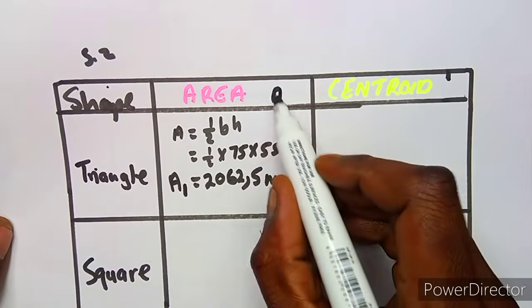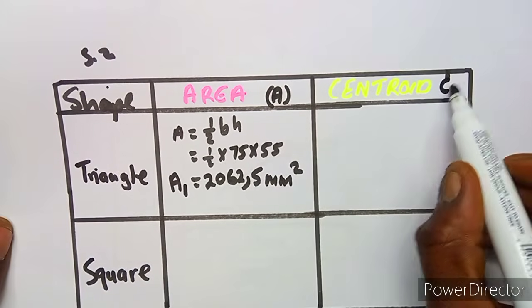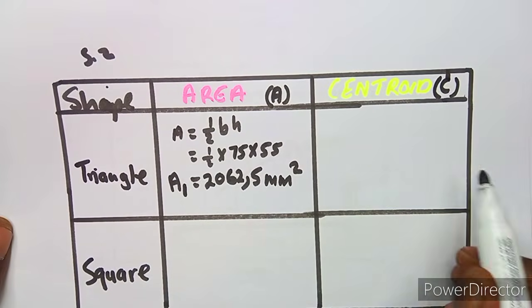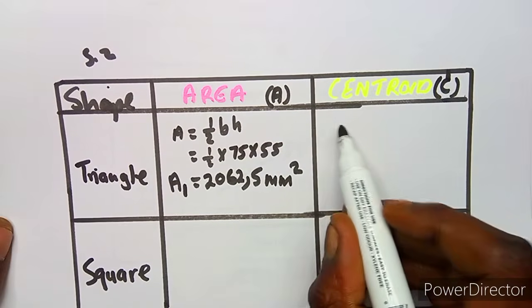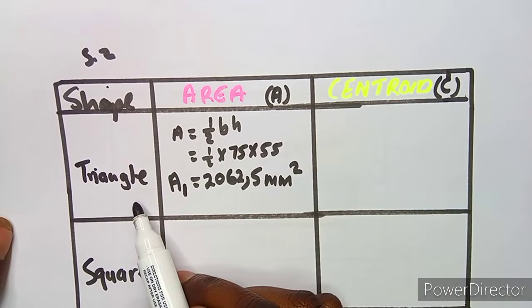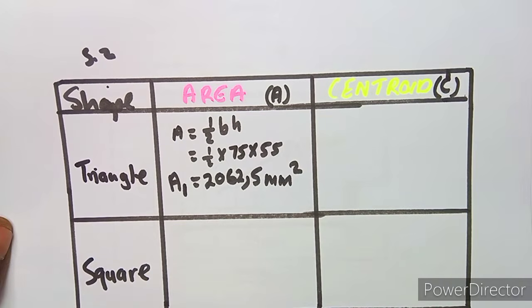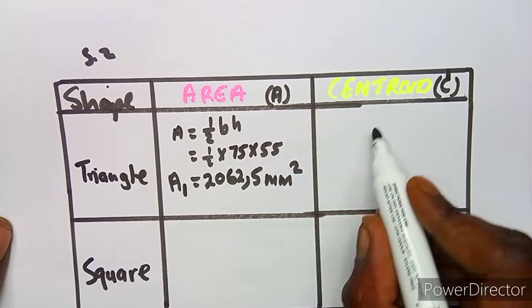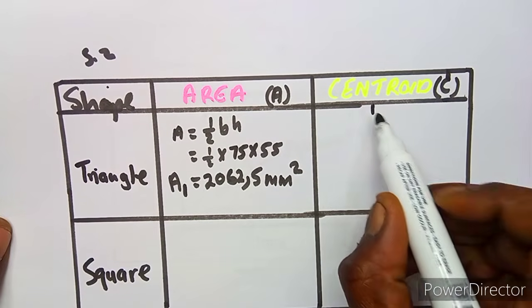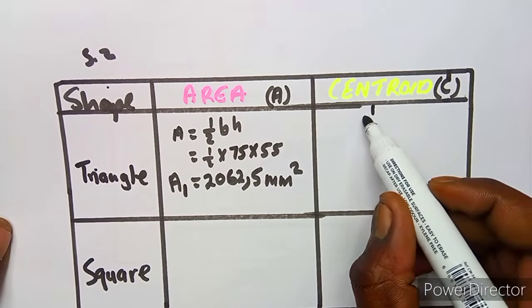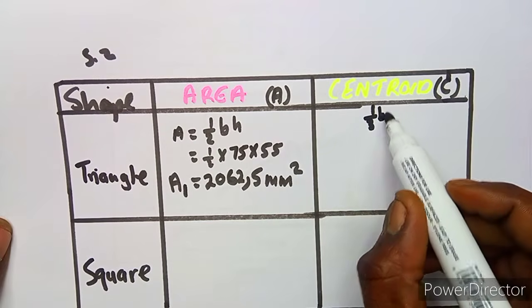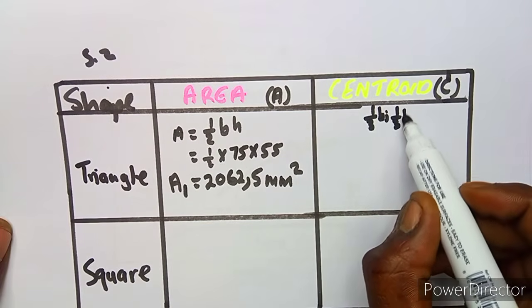Then we just put this as our A and our centroid as our C. All right. So we are going to find the centroid of the triangle, and take note, in this case we are calculating the coordinates. We are working with both the x value and the y value. So which means, if it is a triangle, it's going to be a third of the base and a third of the height.